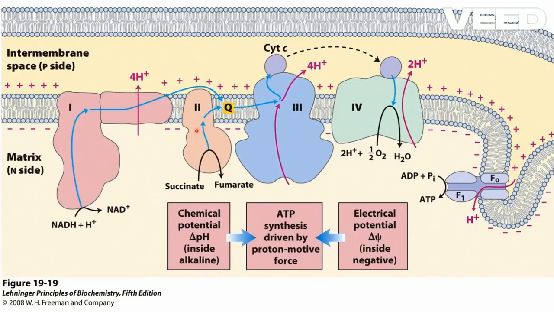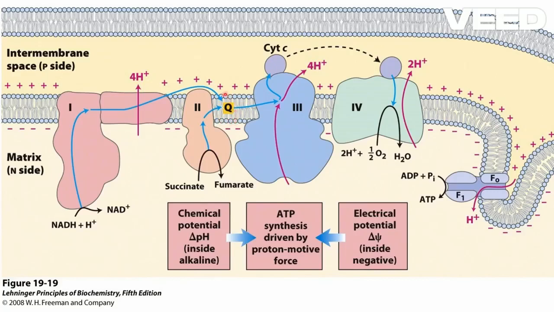Now to complex 2. This is also a complex of the electron transport chain that has another name, that is succinate reductase. So this reduces succinate by accepting electrons from succinate and making it into fumarate. But unlike complex 1, this doesn't have any ability to transport protons to the intermembrane space. Rather, it transports its electron to ubiquinone, just like complex 1.